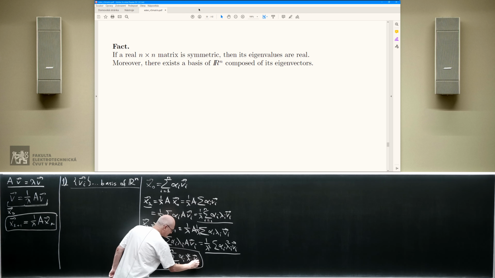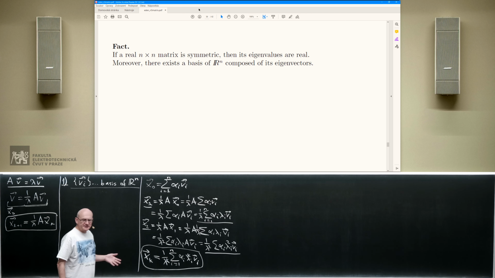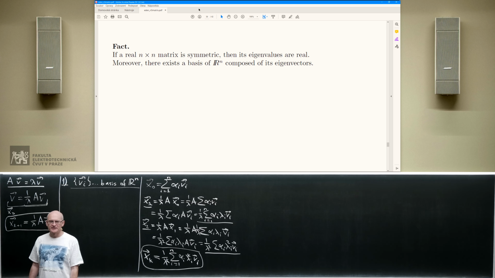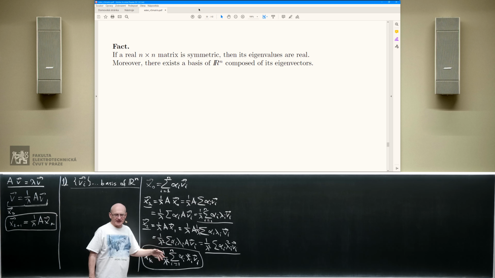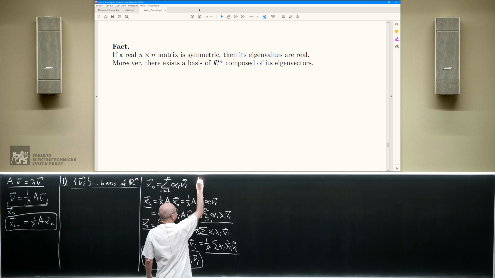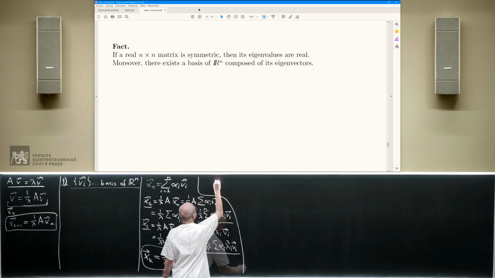And indeed, it just takes a few lines to actually prove by induction that this formula is true. So we know how the iterates look, how the sequence of vectors develops. And a good question is, what happens when k goes to infinity? And for that, I'm going to write it in a slightly different way.